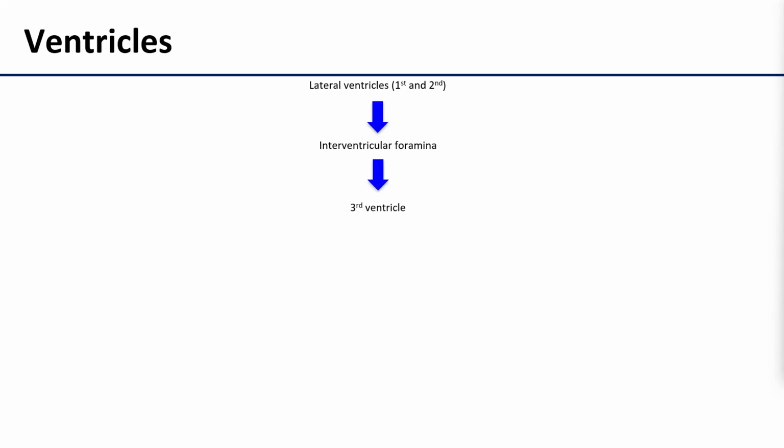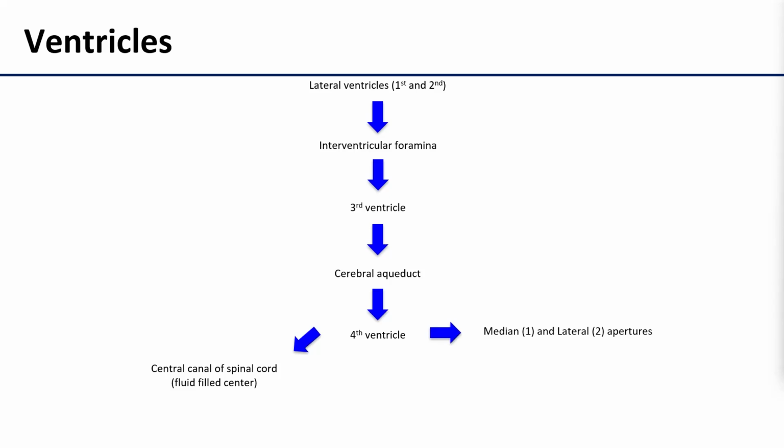That is going to take us into the third ventricle, through which we will pass through the cerebral aqueduct, which will bring us into the fourth ventricle. And from the fourth ventricle, we have two options. The first is that we continue down to the extreme end of the fourth ventricle and continue into the central canal of the spinal cord.